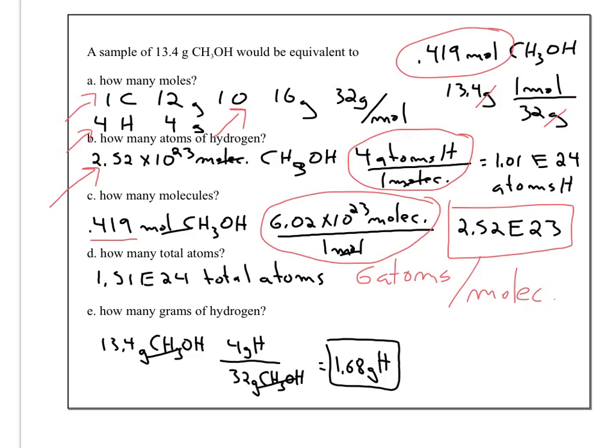And then in the last part, something that we'll use a lot more later, if you have 13.4 grams of CH3OH, then you know that for every 32 grams here of CH3OH, you have 4 grams of hydrogen. So this is, again, just a conversion factor, and that gives us 1.68 grams of hydrogen.